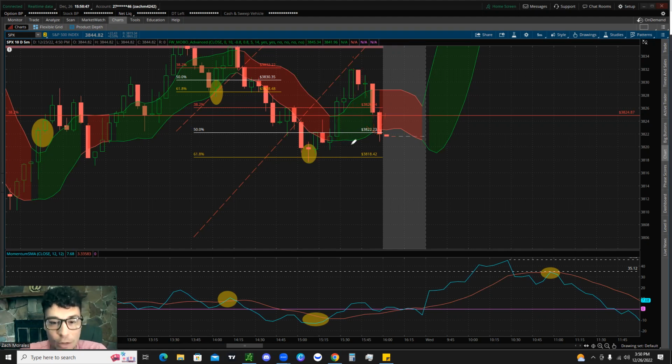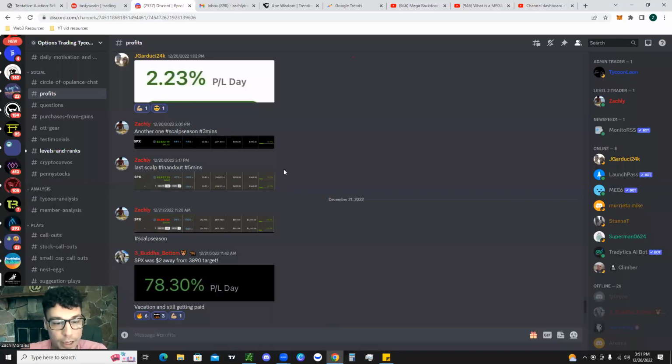But again, this is a scalping tutorial and a scalping trading method, so I'm not in the trade after this long. Generally, a scalp to me is about 5 to 15 minutes. Anything under the 15 minutes could be considered a scalp, and anything longer would generally be considered more of a day trade. We can take a look at the profits from that trade.